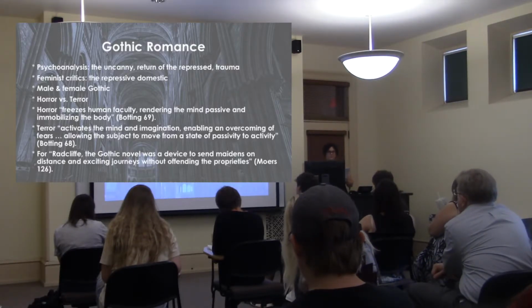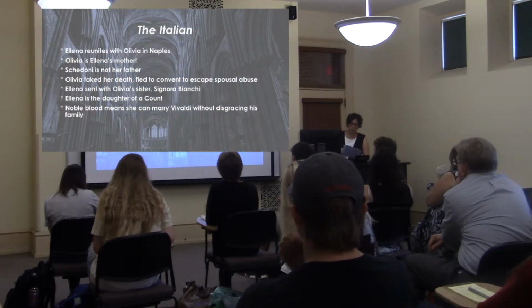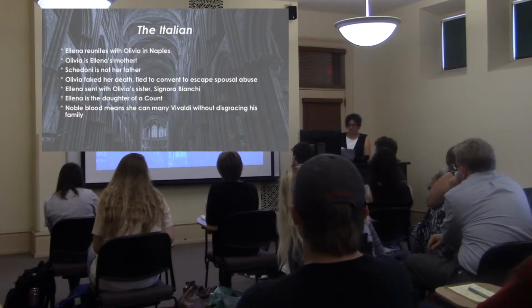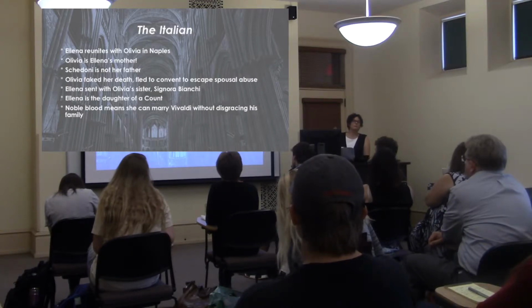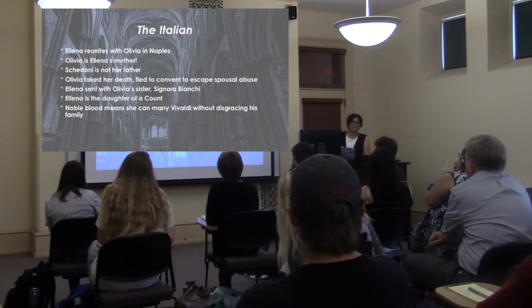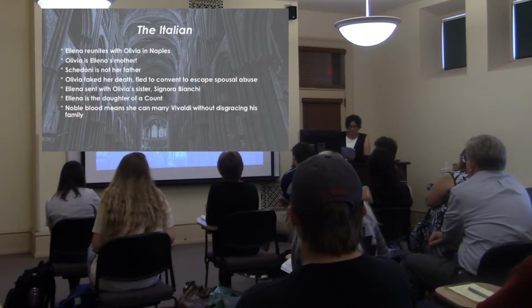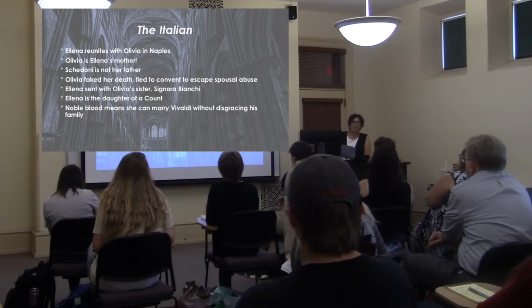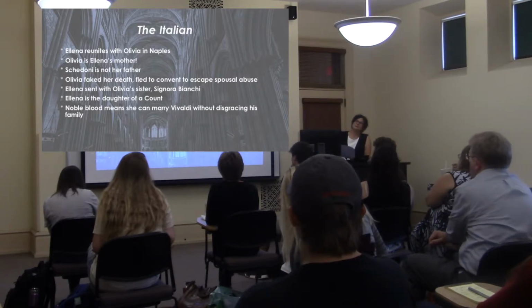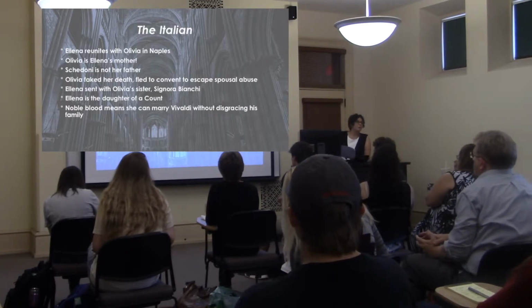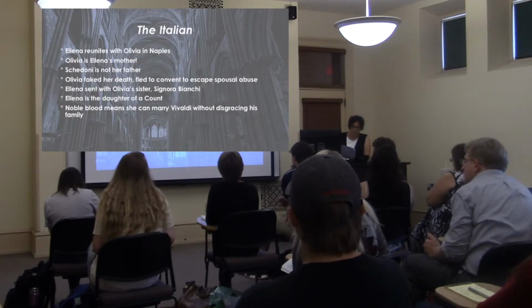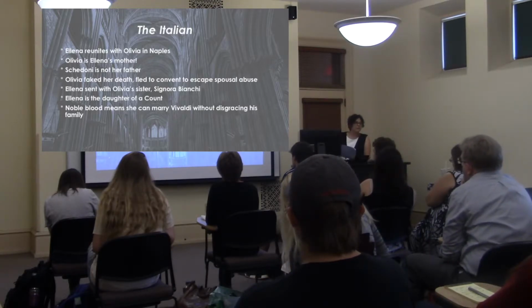Okay, so now, back in Naples. Back in Naples, Elena is reunited with Olivia, who's been transferred to a nearby convent. This is a nice convent, more like a sisterhood than a bunch of mean old ladies. So when Eleanor, the old servant, visits, she recognizes Olivia. Olivia is Elena's mother, long believed dead, and Schedoni is not her father. The other brother was, so that's kind of a relief there. Olivia was wounded, but she wasn't killed, and she fled to the convent in the mountains to escape spousal abuse.